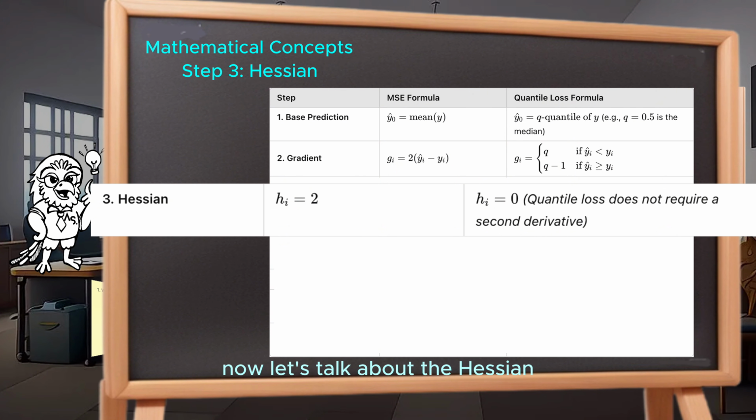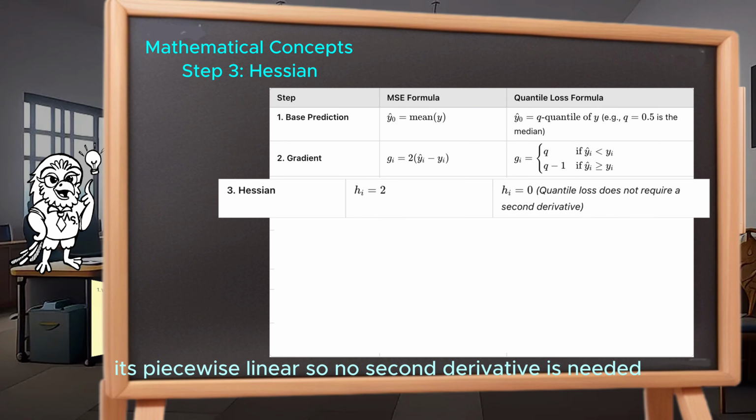Now, let's talk about the Hessian, which is the second derivative of the loss function. It measures how fast the gradient is changing. For MSE, it's a constant value, because the loss curve is a simple parabola. But for quantile loss, the Hessian is always 0. Why? Because quantile loss doesn't involve any curvature, it's piecewise linear, so no second derivative is needed.